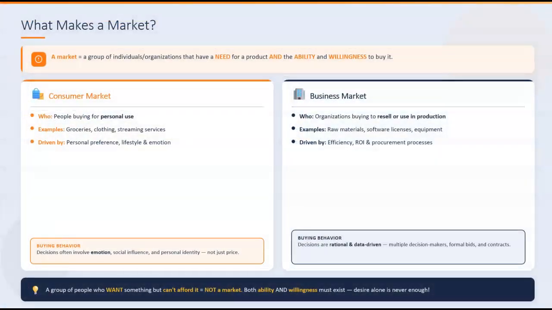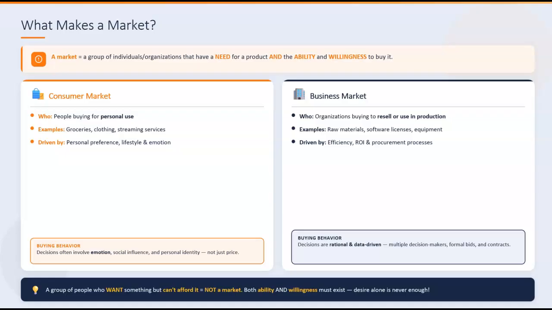What makes a market? A market is a group of individuals or organizations that have a need for a product and the ability and willingness to buy it. We have our consumer market, which is people buying for personal use. Examples are groceries, clothing, and streaming services, and it is driven by personal preference, lifestyle, and emotion. Buying behavior decisions often involve emotion, social influence, and personal identity, not just price.